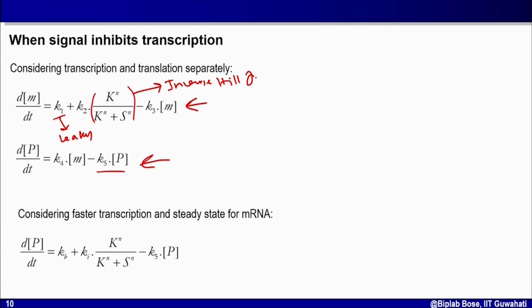So I can consider dM/dt is equal to 0, and I can replace the M steady state value with some algebraic relation from this first ODE and put that one in the second one, and I can get, the way I have got in the last slide, dP/dt, the rate of change in protein concentration, equal to Kb, this is the basal rate of production, plus Ki into the Hill function, inverse Hill function or negative Hill function in this case, minus K5 into P.